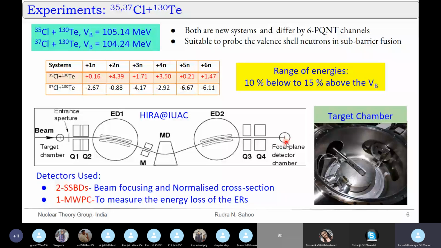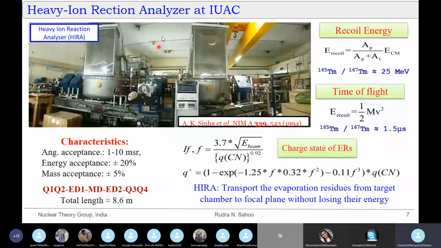And you can see this is the real setup of the Heavy Ion Reaction Analyzer. Here this is Q1, Q2. This is the incoming beam direction. Here is our target chamber. Here is our Q3, Q4. And this is electric dipole ED1, and inside this there is a magnetic dipole, and this is ED2.